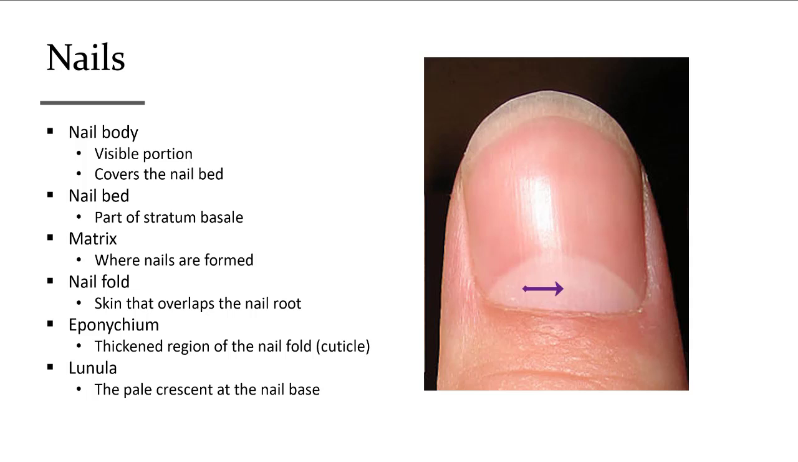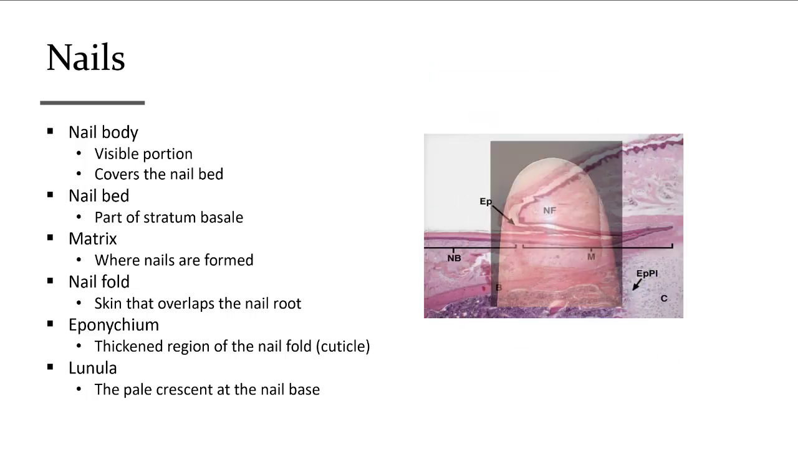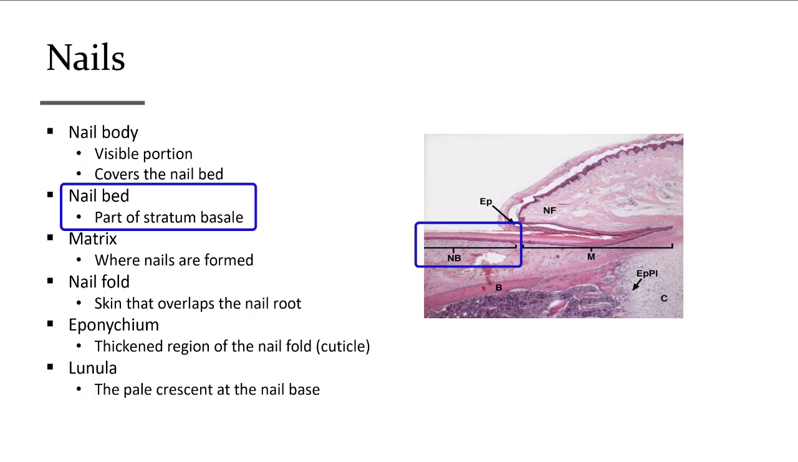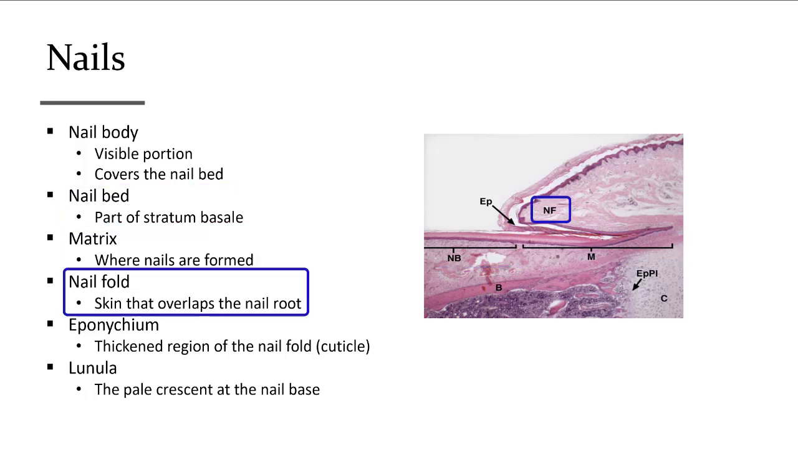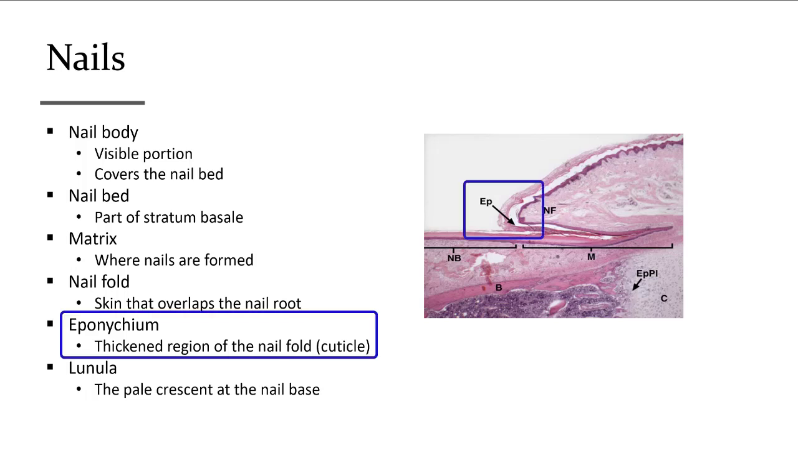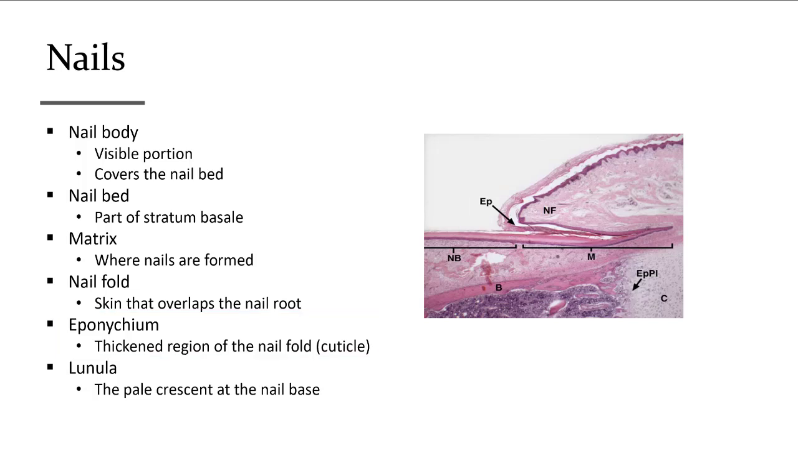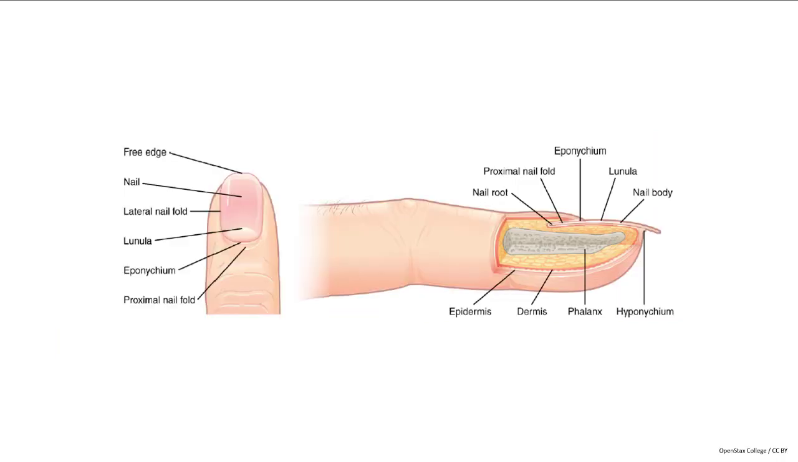And the lunula is the most visible at the base of our nail. It's that white portion that is the sort of half moon. We can see in this picture where we can see the nail bed in NB. We can see the M is identified as the matrix. NF is the nail fold, and the EP is eponychium. That's the cuticle. Another diagram here that might be a little bit easier to see.